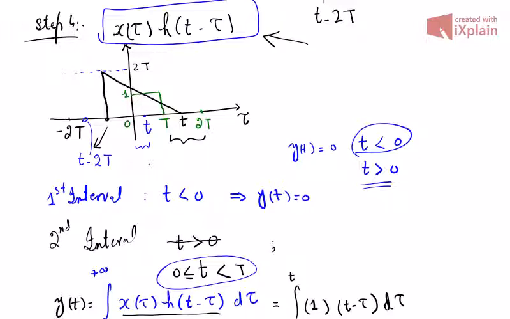But now the limit of integral changes. Concentrate on the product of x of tau and h of t minus tau. The product will be non-zero over the range where our x of tau is unity and the function h of t minus tau is available. In the rest, in this range and in this range, the product would be 0, because one of the functions is 0. X of tau is actually 0.